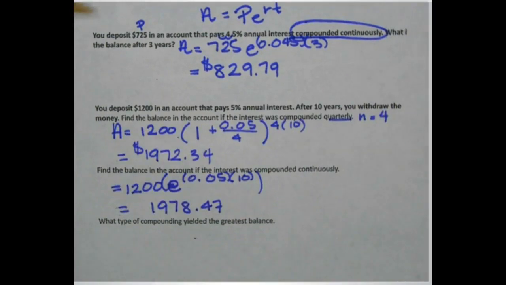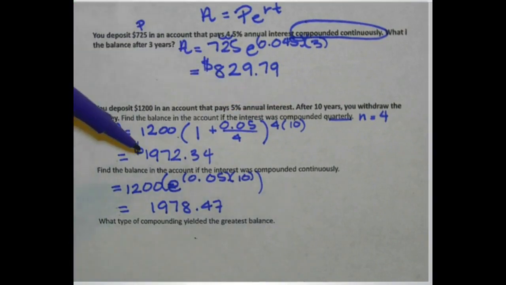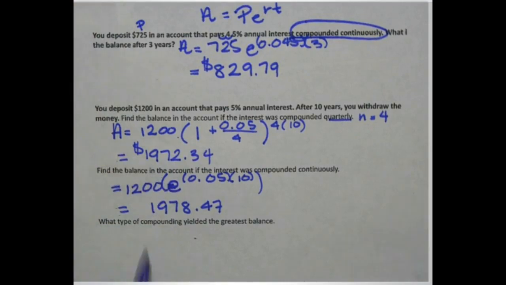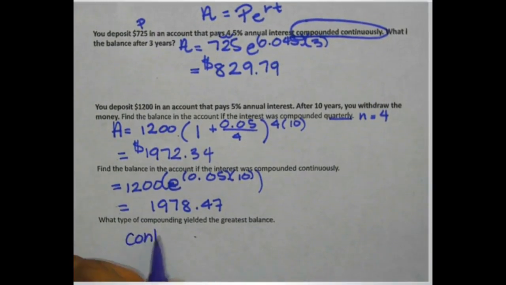Thanks. All right. So for compounded quarterly, n was equal to 4, and I got $1,972.34. And for compounded continuously, I used PERT, and I got $1,978.47. So the question is, which type of compounding yielded the greatest balance? And the answer for that one would be, as we would expect, continuously.